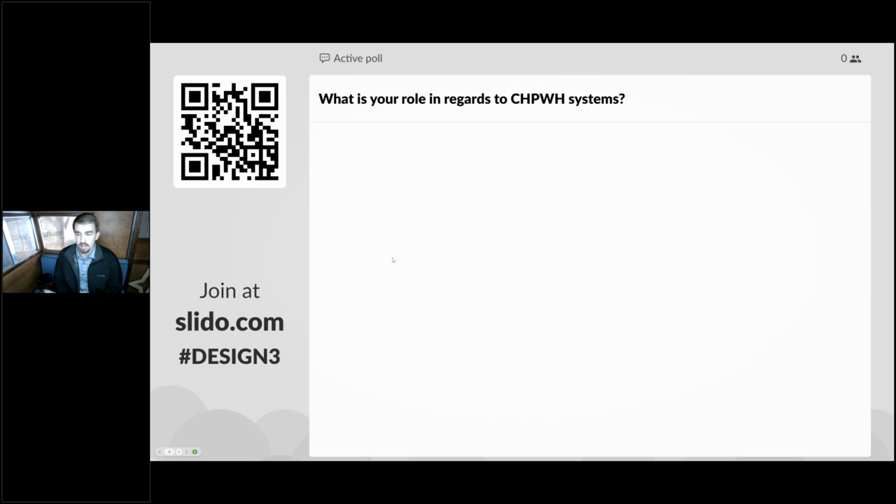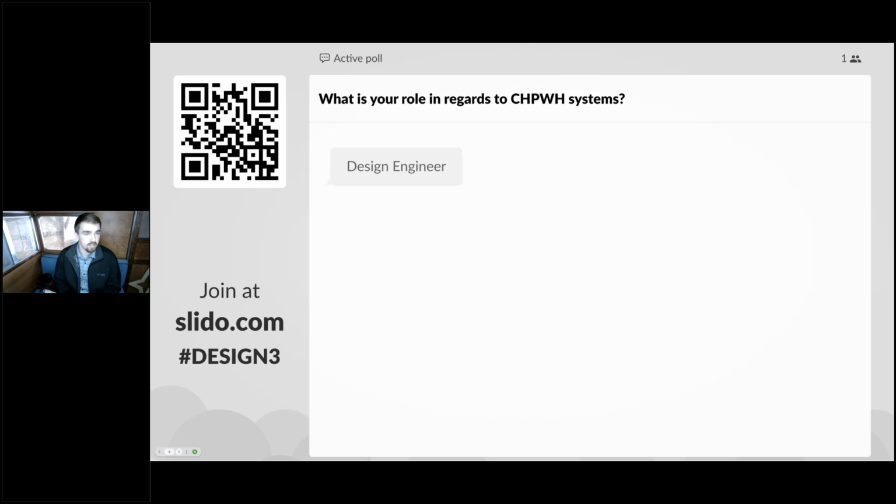So my role at Ecotope, I'm a design engineer as well as a research engineer. I'm involved in making designs around heat pump water heater systems, but also working with manufacturers to get the right information out there and figure out the parts of the systems that aren't quite as well known through lab testing or working with manufacturers or researching literature that's already out there.